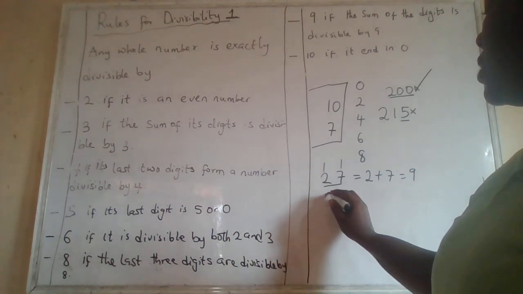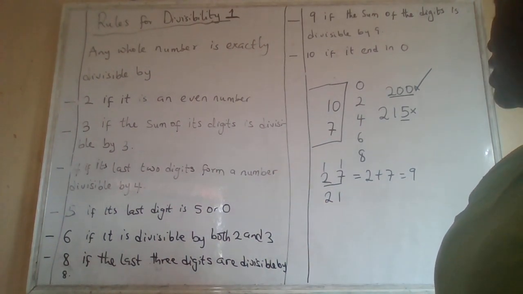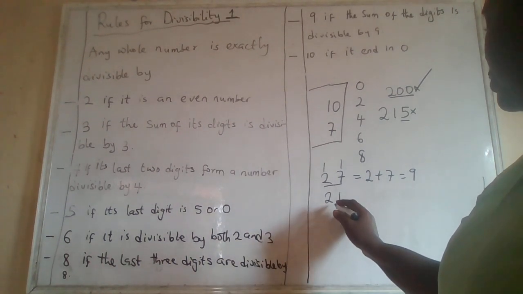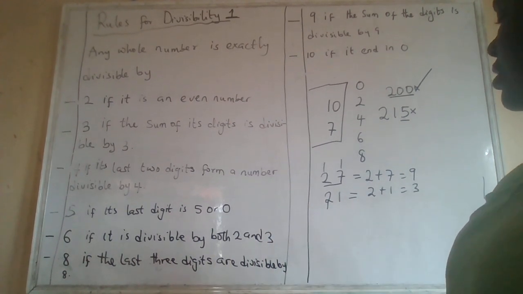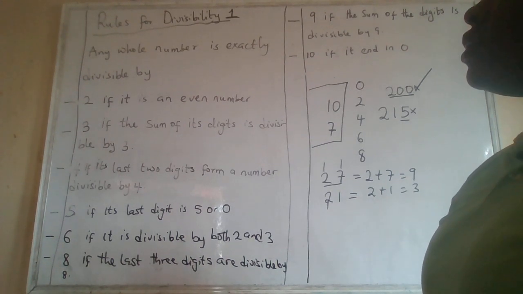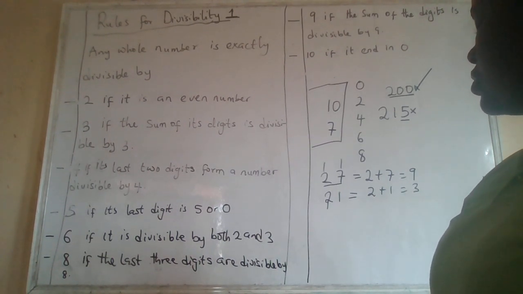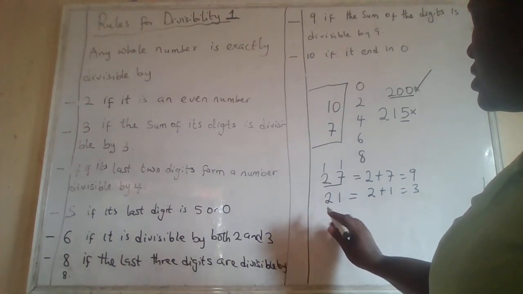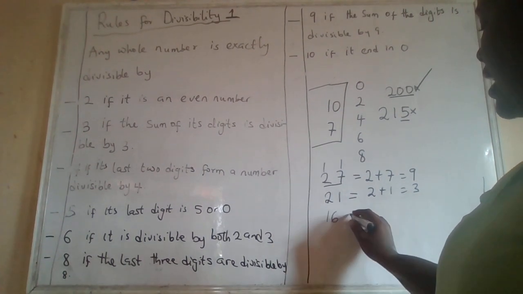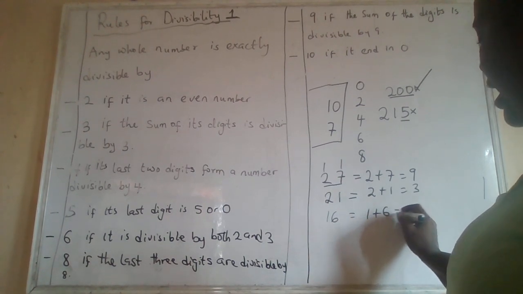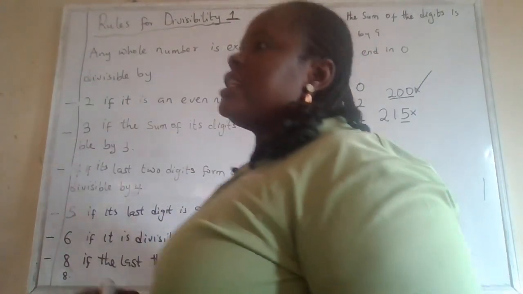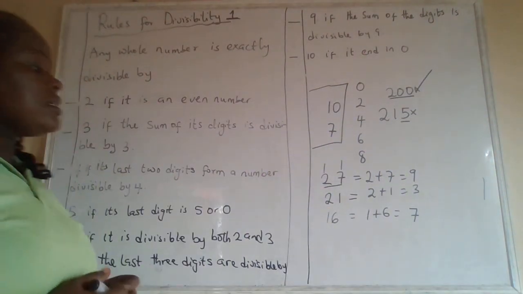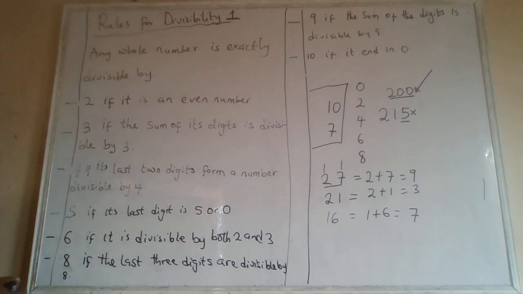Any other number, 21. Add the digits together: you have 2 plus 1, and that will give us 3. And 3 is divisible by 3. So we say that 21 is also divisible by 3. Let's go to 16. When I add 1 plus 6, I have 7, which cannot be divided exactly by 3. So I say that 16 is not divisible by 3.